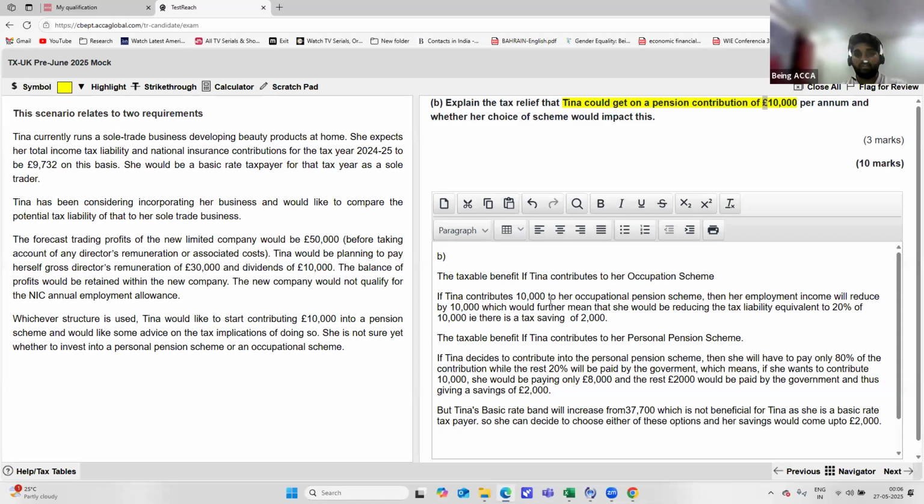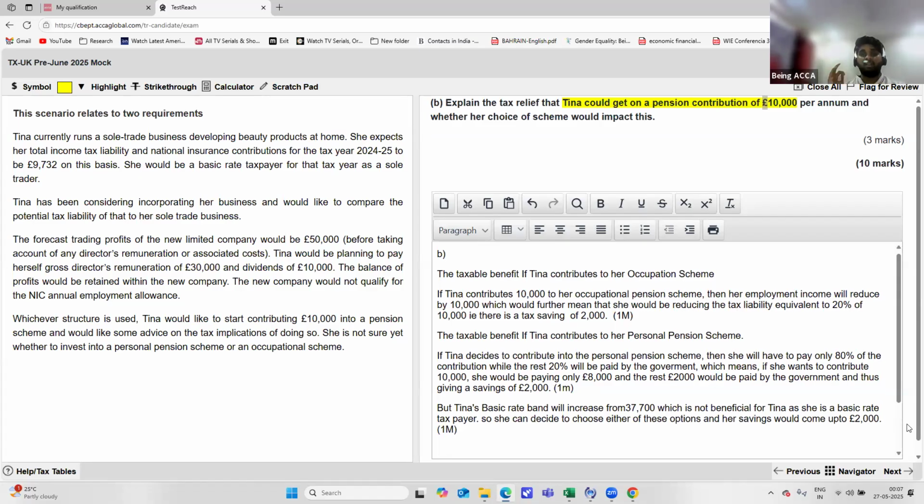Okay. So for writing about the occupational pension scheme, you will get 1 mark. For writing about the personal pension scheme, you will get 1 mark. And for concluding in this way, you will get 1 mark. That is a total of 3 marks. That's it. And this is the last question relating to the first part of it. So we have completed both of these and we have completed our first question.